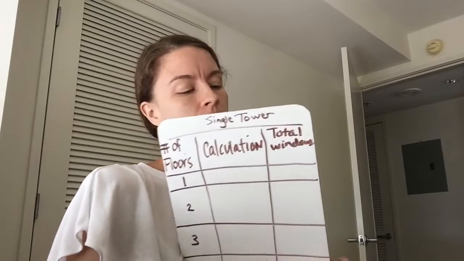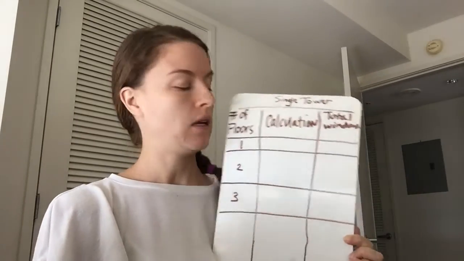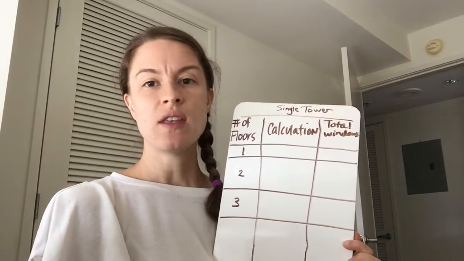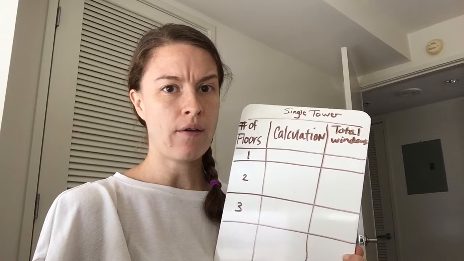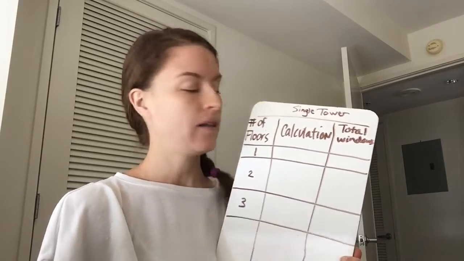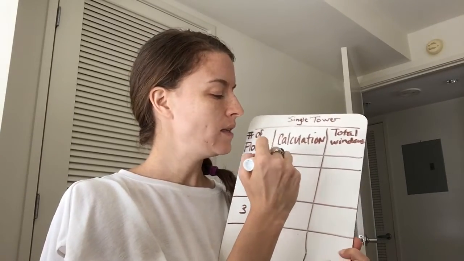Okay, mathematicians, we're going to practice completing a chart for a single tower together right now, just to do a little bit of review. So can you please take out your cubes and create a single tower with just one floor? So that's just one cube, okay? When we have a chart like this and we know that we have one floor, we have to think about what the math is going to be to figure out the total number of windows. So for me, I think, okay, I've got one skylight, right?